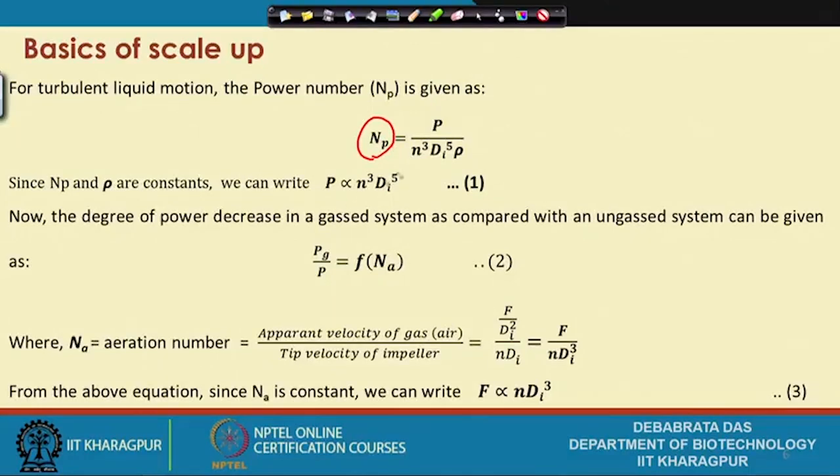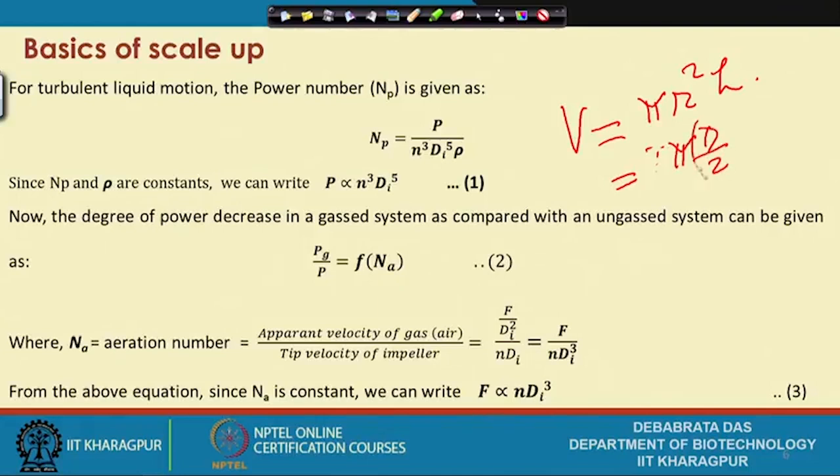So if this is constant, then we can write power is proportional to N cubed Di to the power 5. Another thing I want to point out: suppose the volume of the reactor, how can you calculate it? This is pi r squared h, am I right? What is r? r equals d by 2, whole squared.